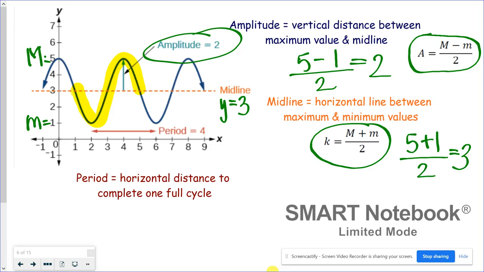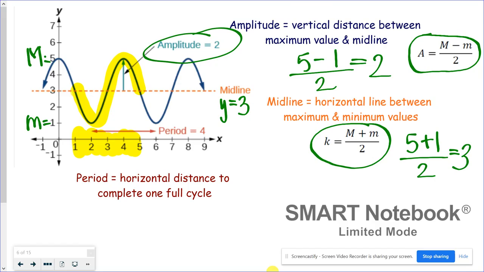But if I go with my highlighted piece, I started at 1 and then I ended at 5. So 1 to 5, that's 4 units long. That's my period. So definitely look for a cycle that's being repeated. And that's going to help you in identifying the period of your function. Okay.